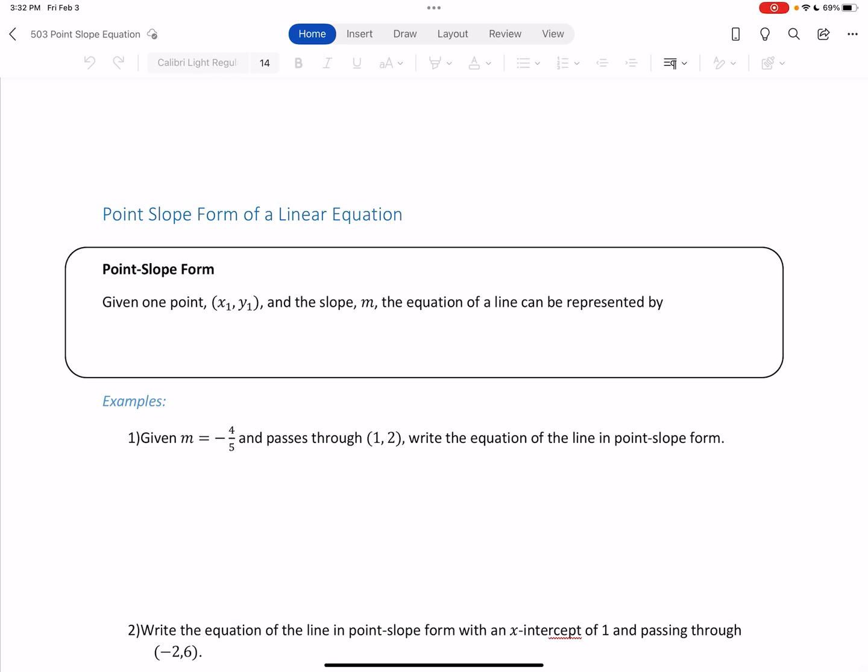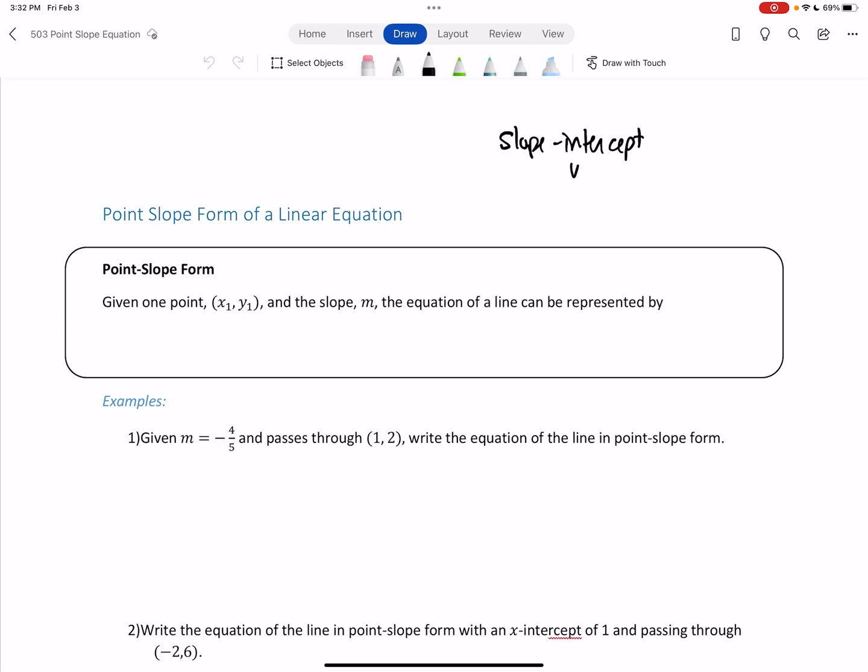Okay, so we're talking about how there are two different kinds of equations of lines, two different forms for the equation of the line. So we talked about slope-intercept. That's where you know the slope and the y-intercept, and it looks like y equals mx plus b. Now we're going to talk about point-slope form.